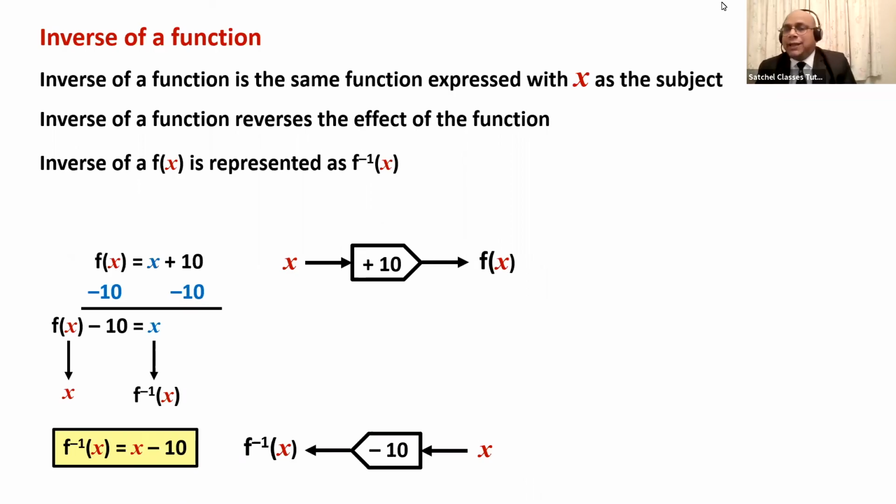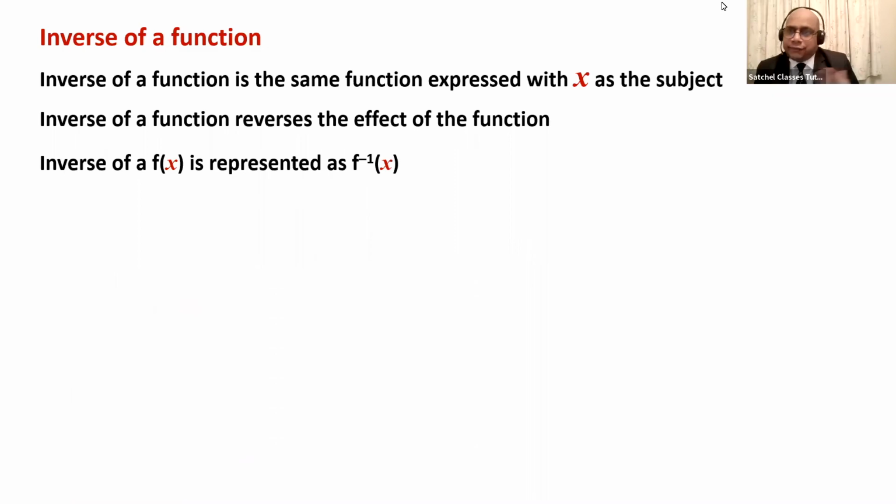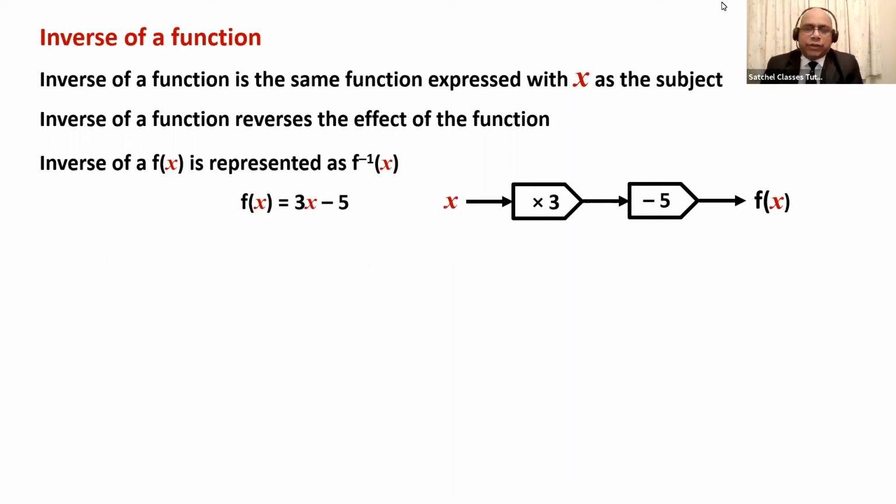Okay, let's do this with a little more difficult two-step function. So let's say f(x) is 3x minus 5. First, let us represent this using a function machine. So what happens? Whatever is the input x, you first multiply that by 3, right, to make it 3x. Then you subtract 5, right, minus 5, to give the output which is f(x).